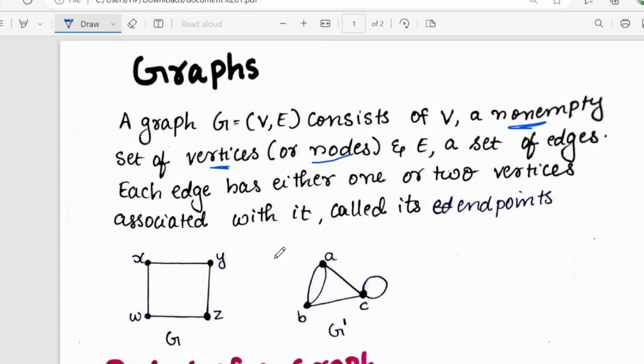Let's consider the graph G. You can see that for graph G, there are four vertices: 1, 2, 3, and 4. Also, the graph G has four edges: 1, 2, 3, and 4. Let's see what endpoints are. For this graph G, for this edge, the endpoints are X and Y, and for this edge, the endpoints are W and Z.